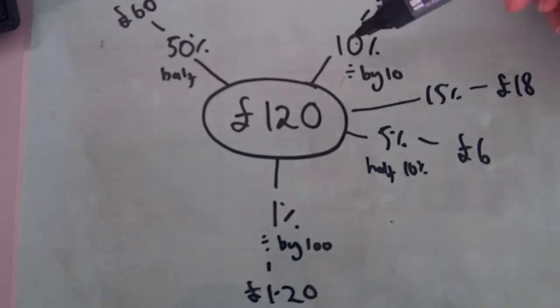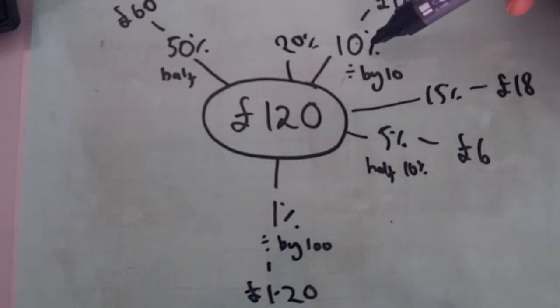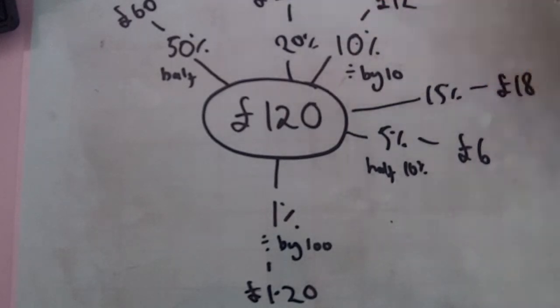Okay, I can also calculate 20%. If I have 10%, I double it to get 20%, so I'm going to double £12 to get £24, and then I'm going to stop there.